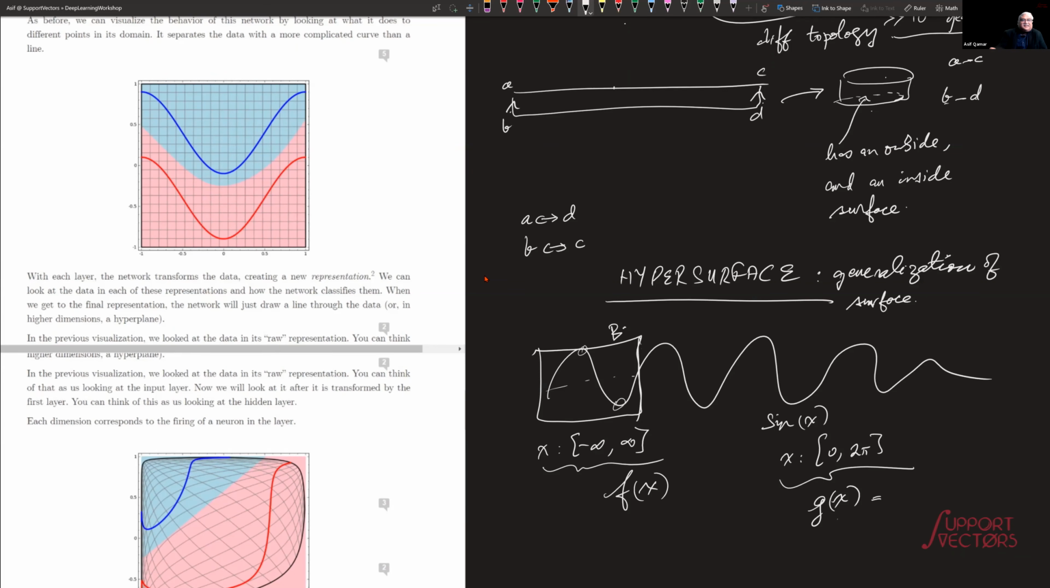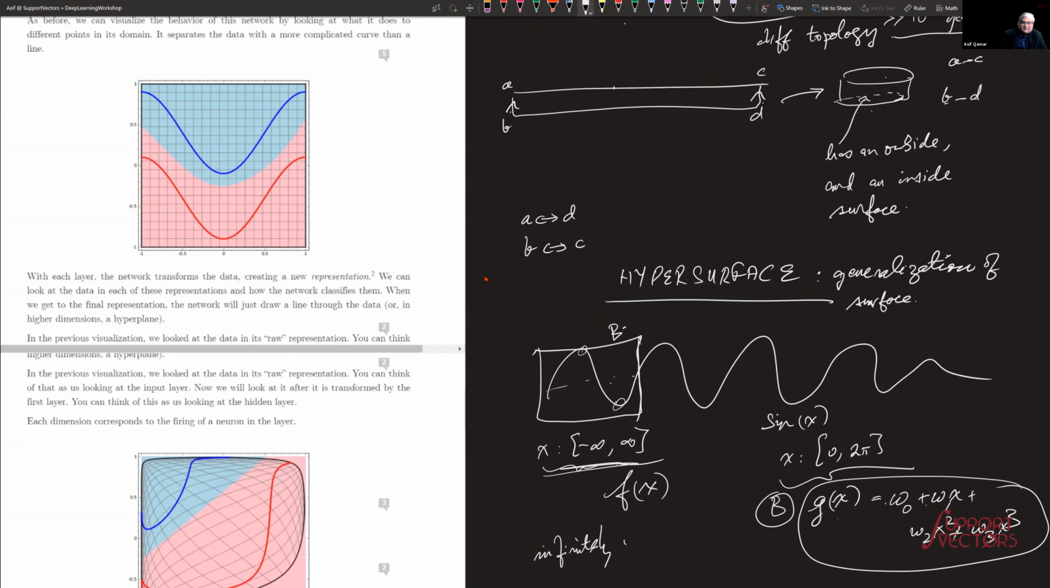2 bends. And so we can approximate it as a polynomial of degree 3. So we could do it as a 3rd degree polynomial. And now instead of betas, I'll use W's, weights in deep learning: W1 x plus W2 x squared plus W3 x cubed. So this will suffice to describe it in B, but it will not suffice to describe it in this interval, right? Because in this interval, there are infinitely many bends.